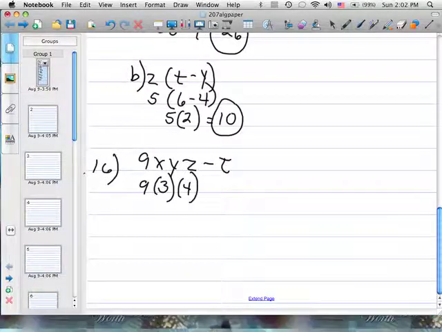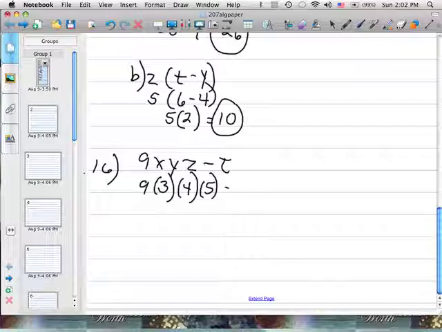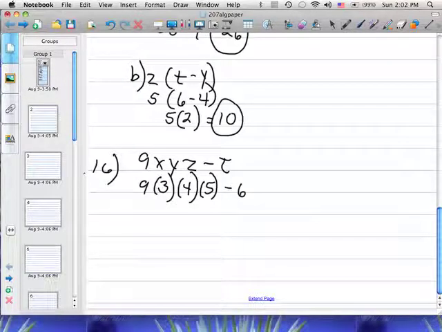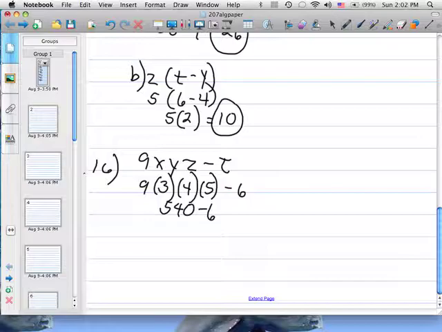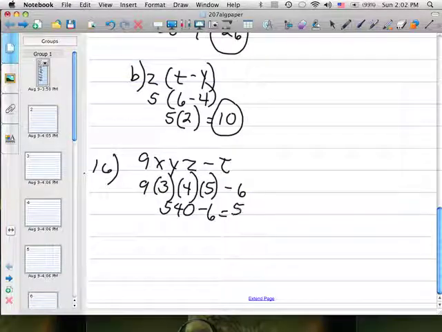Skip a line, B, z times the quantity t minus y. So putting those values back in again, but putting parentheses around the 6 minus 4. We do the parentheses first, so we get 2, and 5 times 2 is 10.